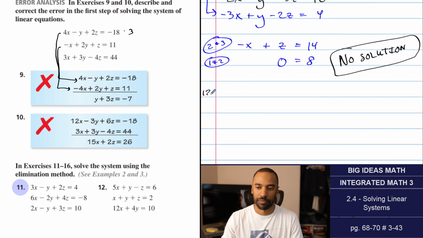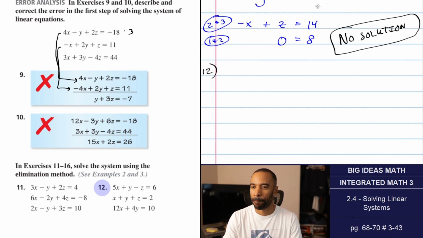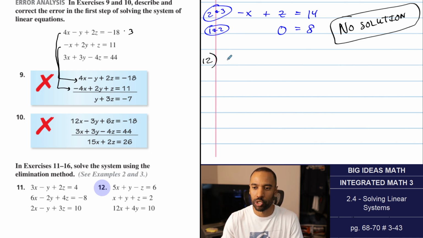All right, number 12. But that's what I'm saying, right? You're going to have cancellation somewhere. We're going to see where it is eventually. Yeah, somewhere they'll show up. So number 12.